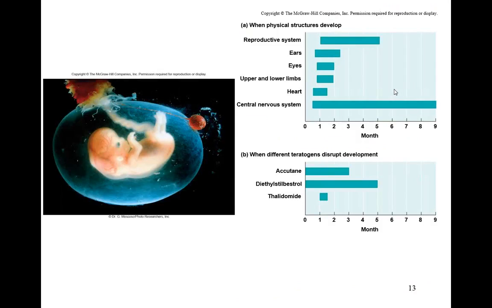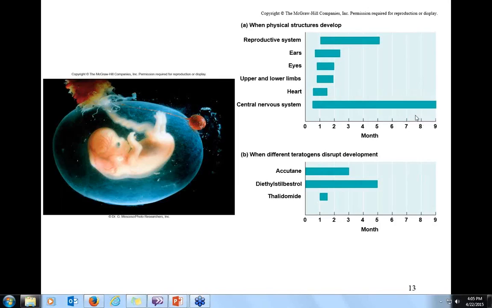This little chart here shows you when structures develop during pregnancy. The reproductive system begins as early as 1 month. The ears, eyes, and limbs begin before 1 month or before week 4. Heart begins even earlier. And the central nervous system, its development begins early and continues onward. Here we have teratogens. These are anything that can disrupt development, so then cause mutation. And these show when, for example, thalidomide, this teratogen can disrupt development the most.